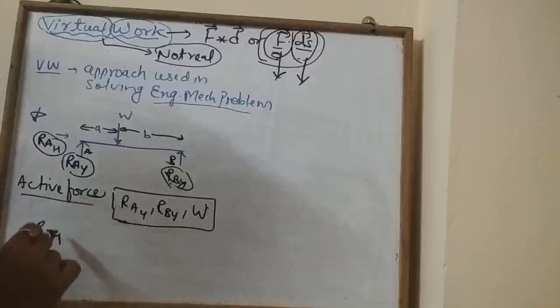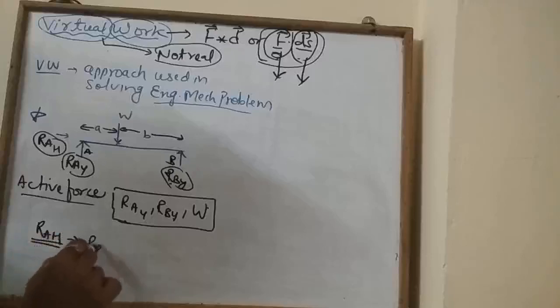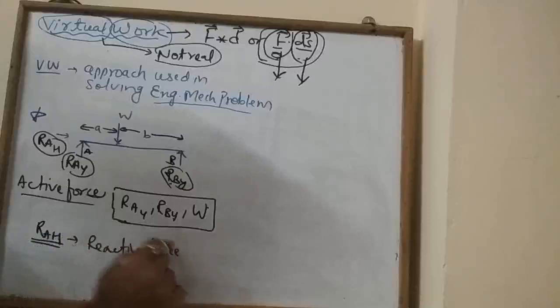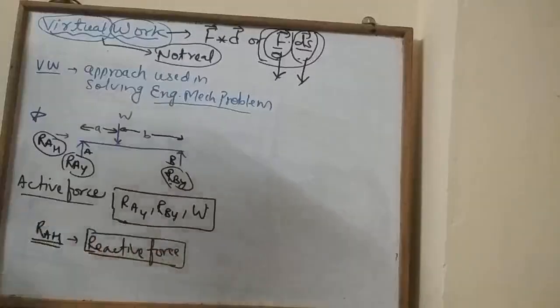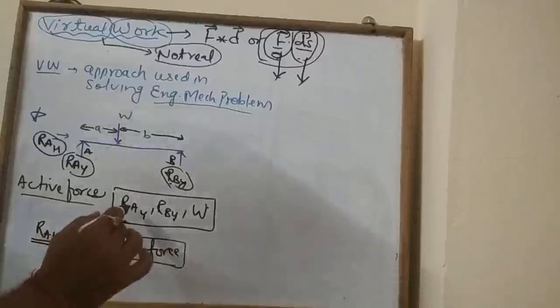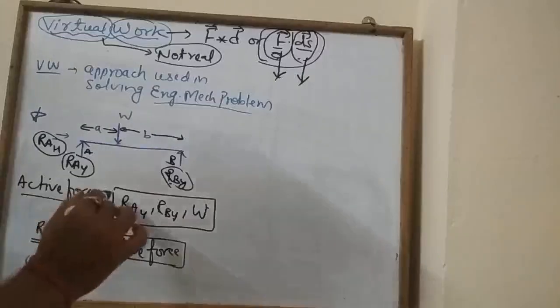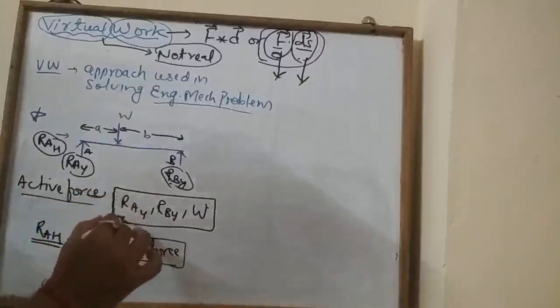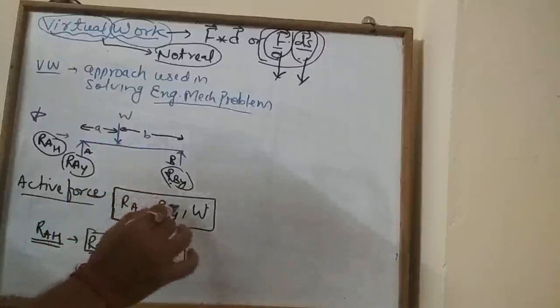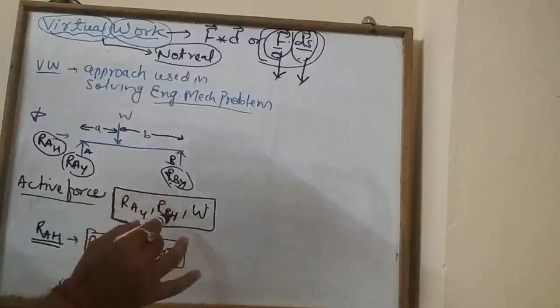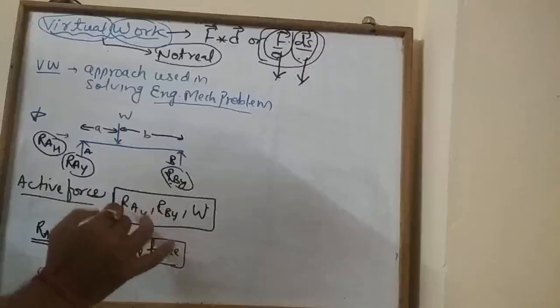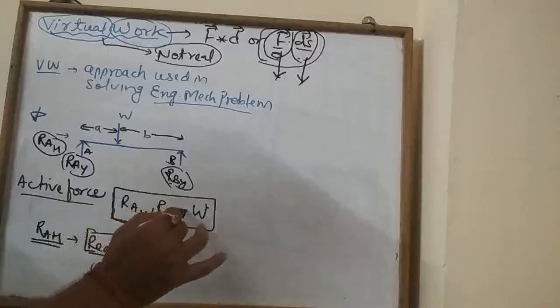And RAH is a reactive force producing no work. Although RAY and RBY are also reactive forces, they are producing virtual work. They are responsible for virtual work. So we will be counting them in active forces. We will be considering them as active forces.